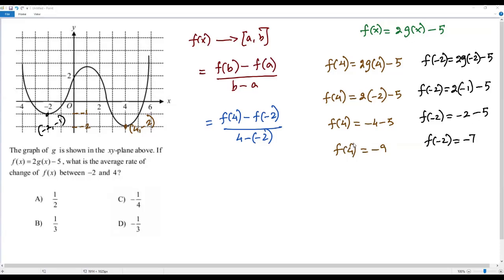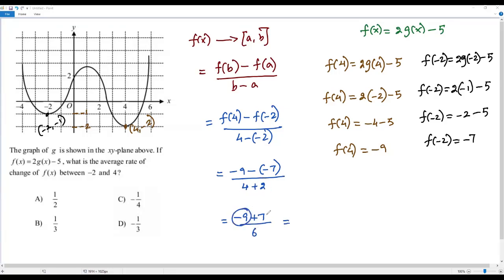Okay, I got the values of f of 4 and f of negative 2. Let me plug these values into the formula. For f of 4, we plug in negative 9, and we have this negative in the formula itself. The value of f of negative 2 is negative 7. In the denominator, we have 4 negative times negative, which is positive 2. And in the numerator, negative 9, negative times negative is positive 7, divided by 4 plus 2, which is 6.